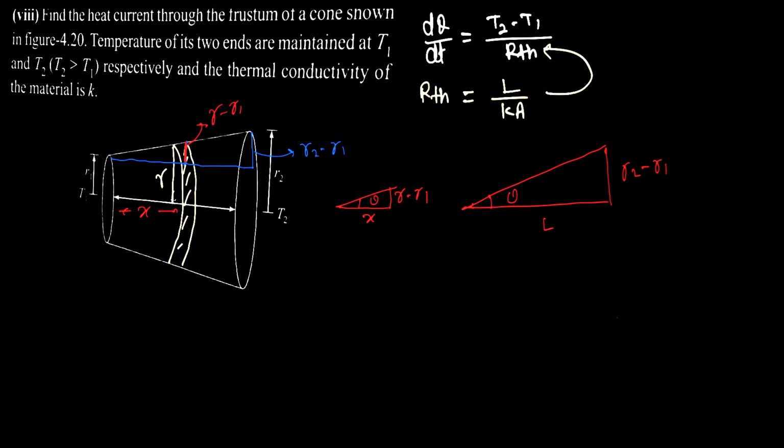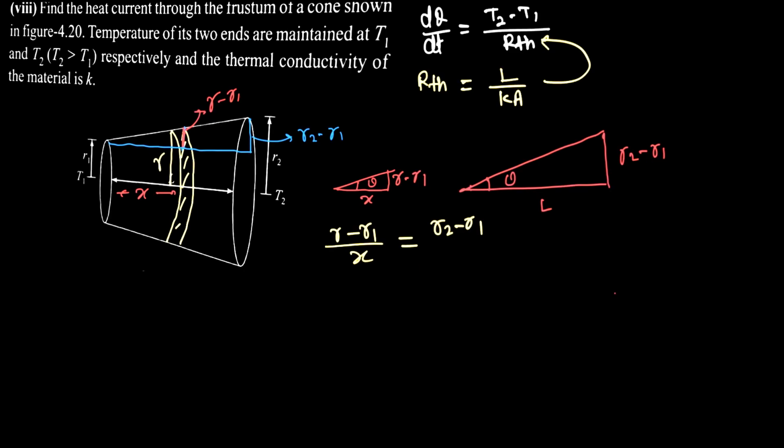So for the first triangle, what will be tan theta? (r minus r1) divided by x. For the second triangle, what will be tan theta? (r2 minus r1) divided by L. Now if I solve this whole thing, I will get r is equal to r1 plus (r2 minus r1) divided by L into x.